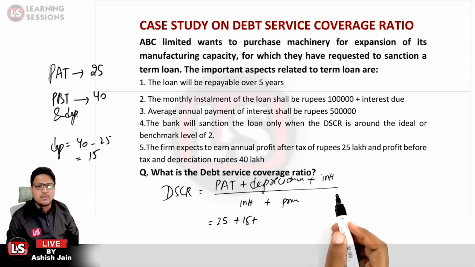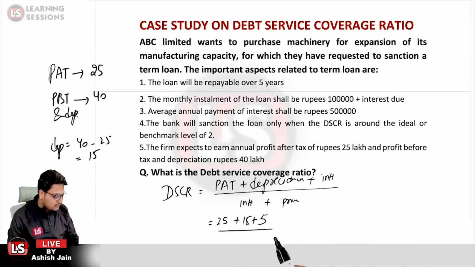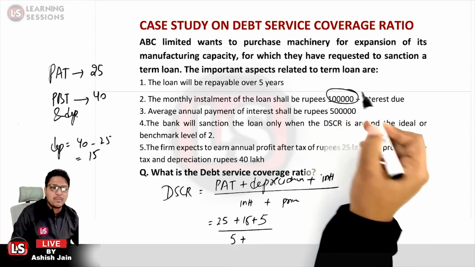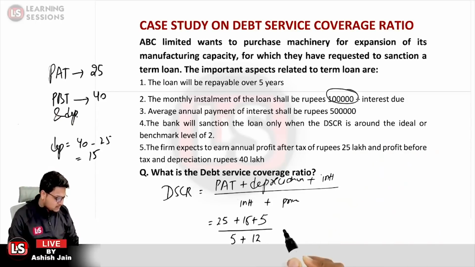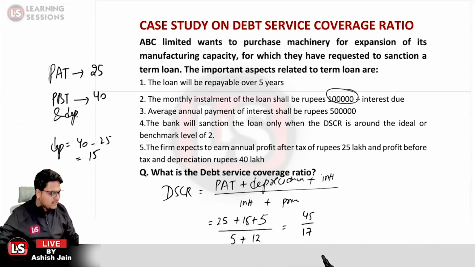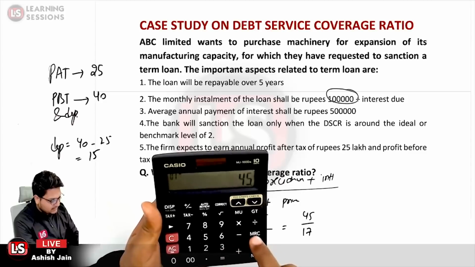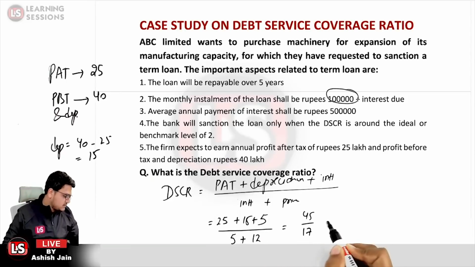The annual interest amount is mentioned to be 5 lakh rupees, so I am adding 5 to it, and the annual interest amount again is 5. Further, the installment amount per month is 1 lakh rupees, so the annual installment will be 12 lakh rupees. So it will be 15 plus 25, that is equal to 40, plus 5, 45, divided by 17. So 45 divided by 17 will be our DSCR, which is equal to 2.647. That will be our answer for the DSCR.